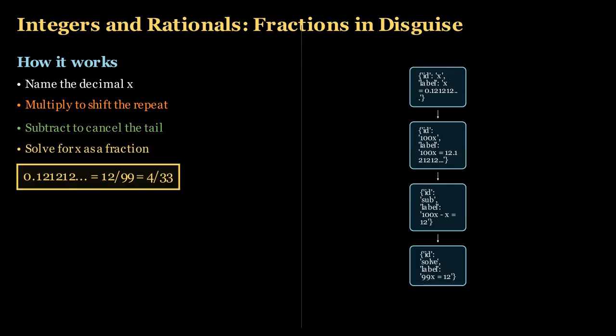Let's use this trick on a decimal you'll see often in calculus, 0.16 repeating, where only the 6 repeats. Set x equal to 0.16 repeating. The repeating block is just 1 digit, so multiply by 10 to get 10x equals 1.6 repeating. Now subtract the original x: 10x minus x equals 1.6 repeating minus 0.16 repeating. The infinite 6's cancel, leaving 9x equals 1.5.